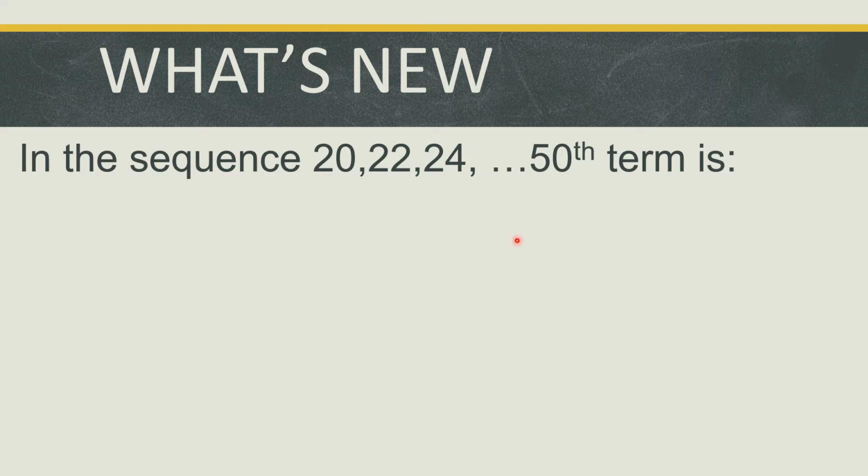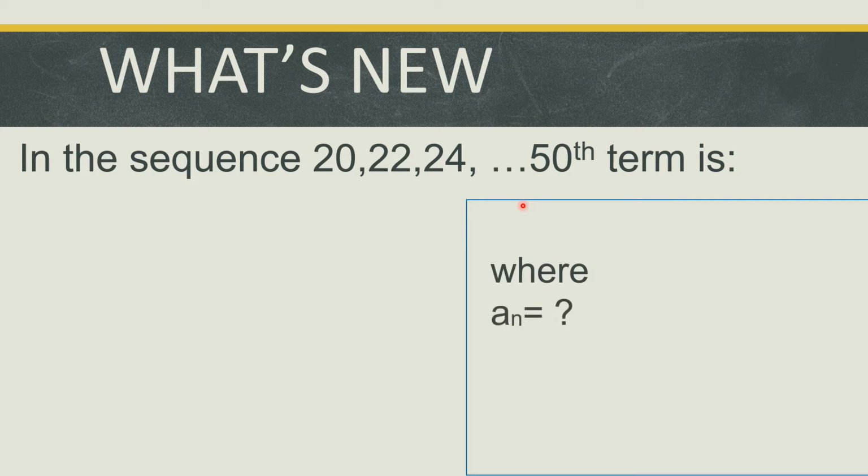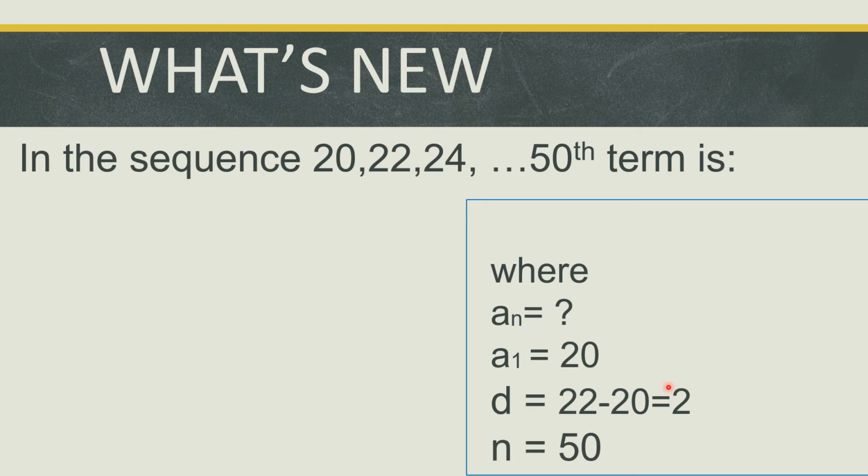Now let's try to solve the next question. The 50th day savings of Darlene to buy April a birthday gift. So again, we need to identify the given. This time, we're going to find again the a sub n, or the 50th term. And of course, our first term is 20, and d is equal to 2, or the common difference is 2, and this time the value of n is 50.